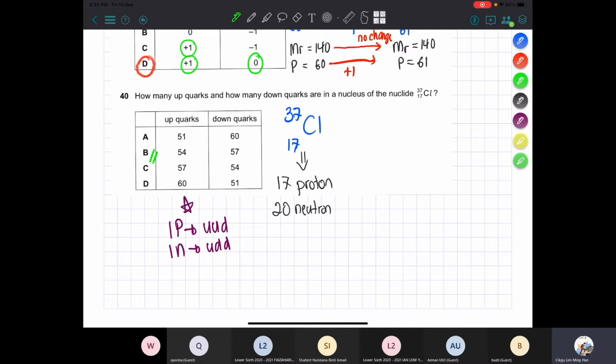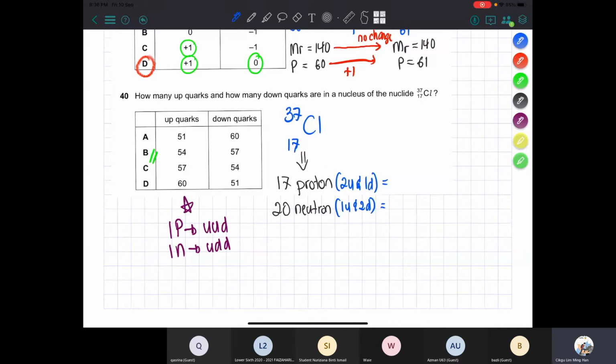So you have chlorine-37, atomic number 17. So we have 17 protons and 20 neutrons. One proton has two up and one down, and one neutron has one up and two down. So you can say a proton is two up and one down, and a neutron is one up and two down. This one has to do some maths.